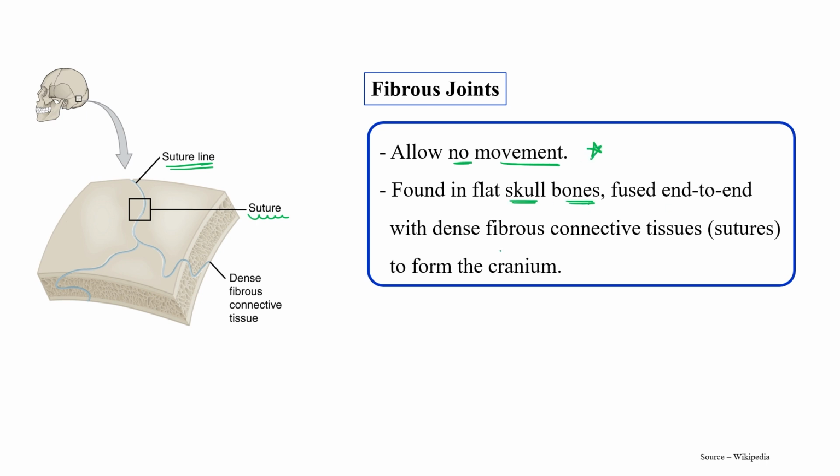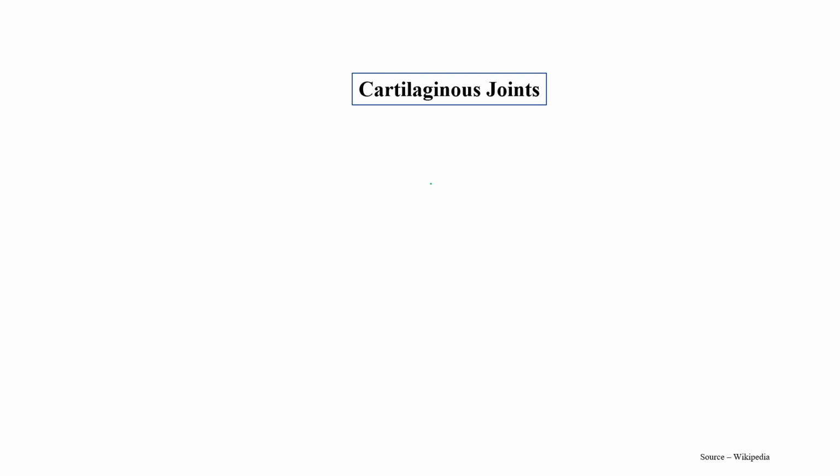Fused end to end with dense fibrous connective tissue. And what is the name of this connective tissue? Suture, to form the cranium, the brain box, cranium.